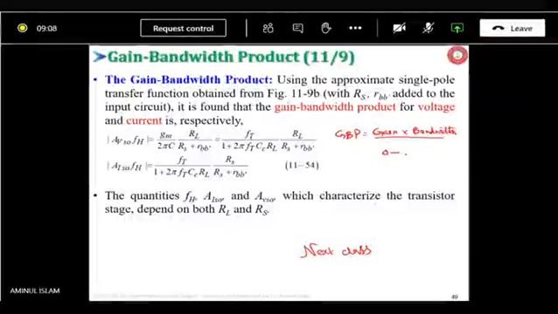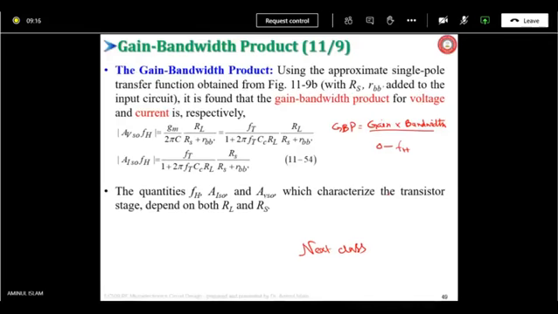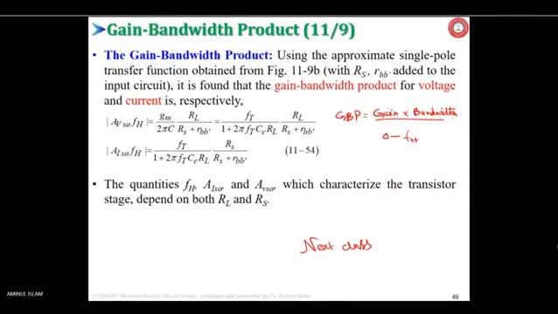Hours to say some FH. FH means upper 3 dB frequency, upper cutoff frequency or upper 3 dB frequency. Then you multiply the gain, voltage gain, say VA multiplied by FH, gives you the GBP. Here VA, because it is starting from the source of the signal, and VA FH is the bandwidth.